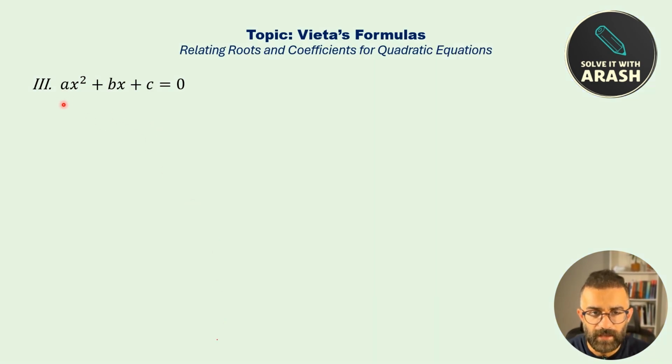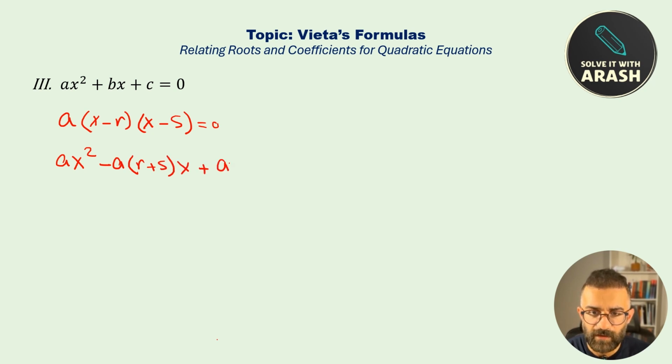Okay, here's the third and last quadratic. ax squared plus bx plus c equals 0. So the goal is to find sum and product in terms of a, b, and c. Let's assume the roots of this quadratic are called r and s. Then the factored form of this quadratic is a times x minus r times x minus s equals 0. The expanded form of this equation is ax squared minus a times (r plus s) times x plus ars equals 0.